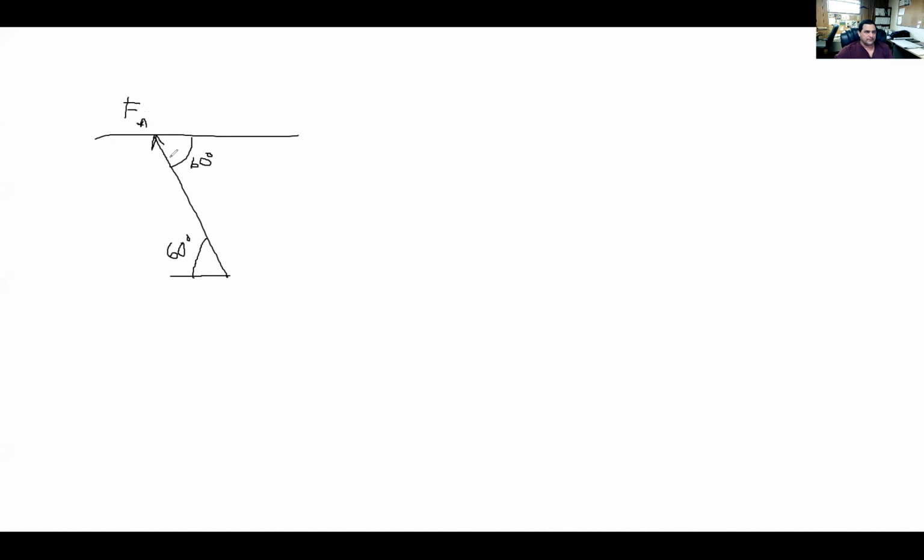This FA, right? I want you to get into the habit of, whenever you see a force that is not parallel to either the X or Y or Z, depending upon how many dimensions we're given, breaking it into an FAY component and an FAX component. So I want you to get in the habit of breaking these forces down.